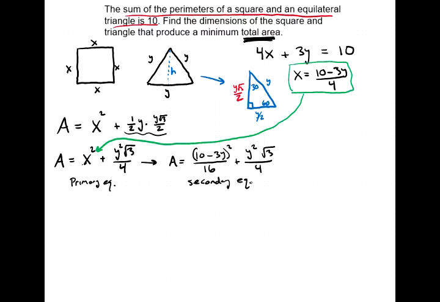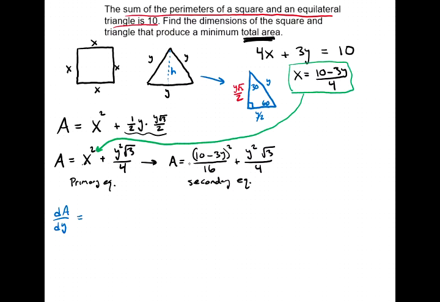A is dependent on y, so we could take the derivative here. Now if we want to find the minimum, it could only happen at critical values. So the critical value is where the derivative is equal to 0 or undefined. So we're going to have to take the derivative, dA/dy, the derivative of A with respect to y, because y is the only variable left.